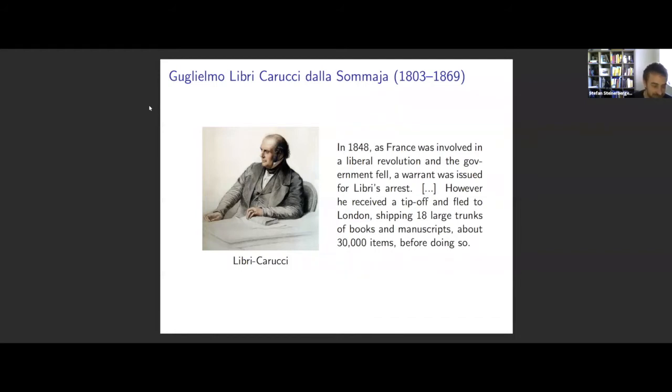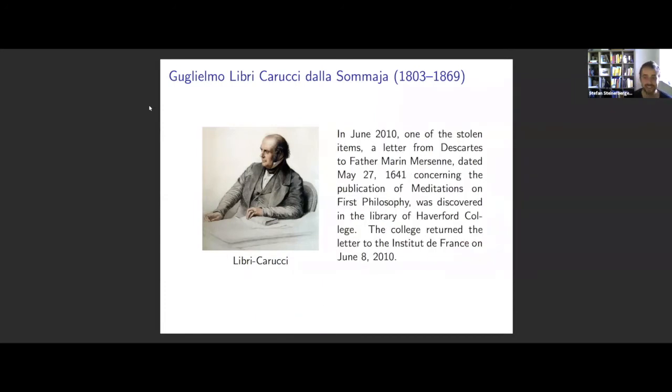Mind you, this is the person who beat Sturm, Liouville, and Duhamel in an election to the French Academy. And then what he does for the rest of his days is he sells the books one by one and lives a very luxurious life in London. Okay, and the story is not over. For example, in 2010, so 10 years ago, one of the stolen books, which was a letter from Descartes to Martin Mersenne, was found in Haverford College in the US, and then returned to the Institut de France. Essentially 200 years later, you still retrieve stolen goods from Libri-Carucci. So he won.